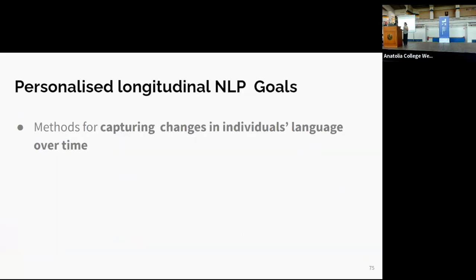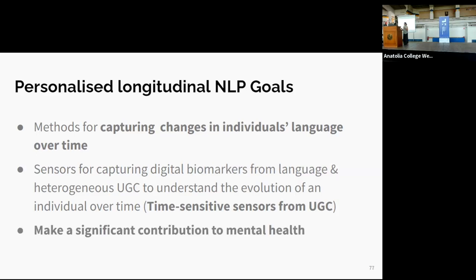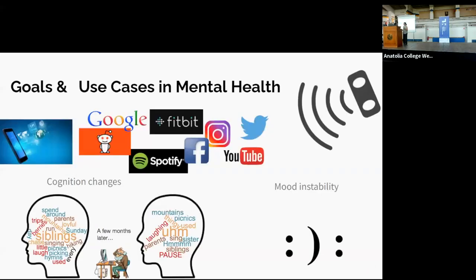So what we aim to do is develop a framework for establishing and understanding changes in individuals over time through language and other heterogeneous content, and especially developing methods for capturing changes in individuals' language over time. Then what we want is to have sensors that use these methods for capturing changes in language to be able to understand the evolution of an individual over time. And we want to apply this technology particularly to mental health. So we work with a lot of mental health data sets and use cases. For example, this work can help with diagnosis and ongoing monitoring.